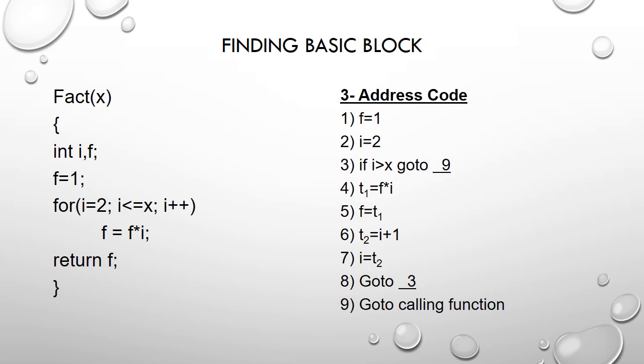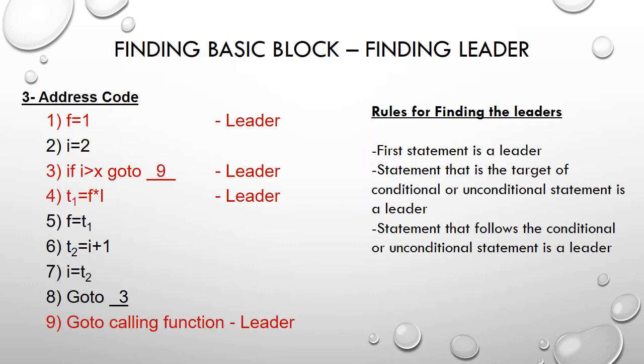Fine. So these are the three-address code statements for the factorial function. Having found this, we need to find the basic blocks. Generating this three-address code is the job of the intermediate code generation phase. Now we are entering the code optimization phase, which will identify the basic blocks, and after that, the loops. To find the basic blocks, we have to find the leaders. We have three rules for finding the leaders.